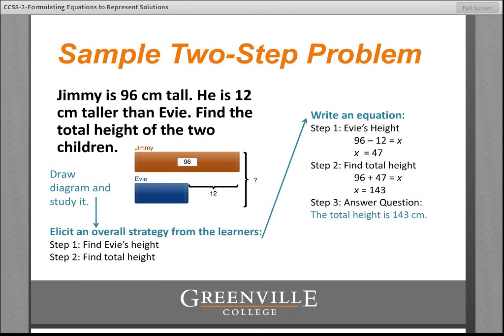Now, let's take a look at a two-step problem. Jimmy is 96 centimeters tall. He's 12 centimeters taller than Evie. Find the total height of the two children.